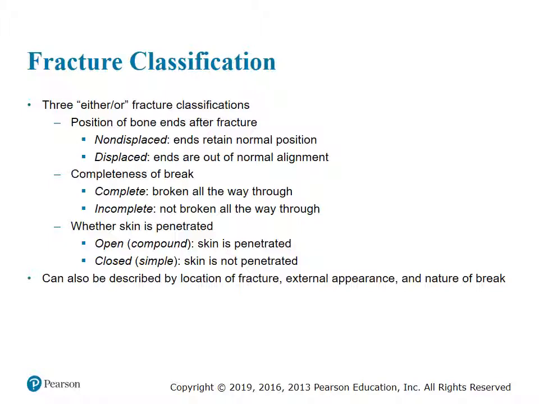So let's define these really quick. We usually classify fractures based on these three classifications. The first is the position of the bone after the fracture. If it is non-displaced, then the bone is in its normal position. If it is displaced, it's out of its normal position or alignment, right? So you can classify a fracture based on its position. The second is, how broken is it? If it's broken all the way through, we call that complete. If it's broken partially, but not all the way through, we call that incomplete.